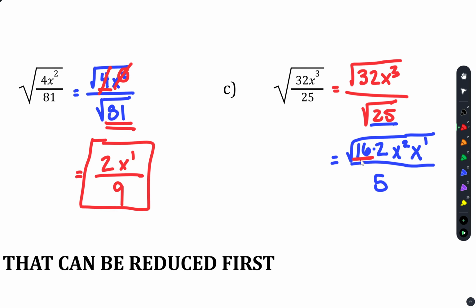16 is a perfect square. That becomes a 4 on the outside. And then x squared, even number, that's a perfect square. We're going to divide by 2, which gives me an x to the first. That goes outside. What's left on the inside is a 2x. And then the bottom is a 5.